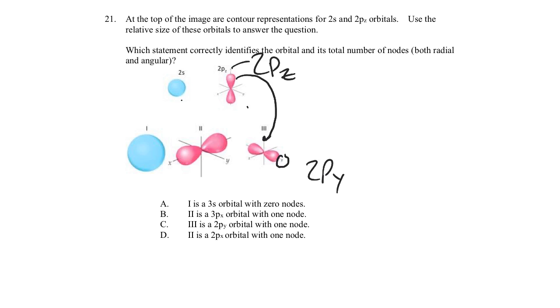This is the 2py orbital. Okay, and so then 1 and 2, so this must be like a 3s or a 4s orbital. And then this must be like perhaps a 3px orbital or something like that. Okay, so which statement correctly identifies the orbital and its number of nodes? Okay, so 1 is a 3s orbital, 0 nodes. Well, the 3s orbital has 2 radial nodes. So A is not correct. The first part could be correct, but the second part would not be correct. 2 is a 3px orbital with 1 node.